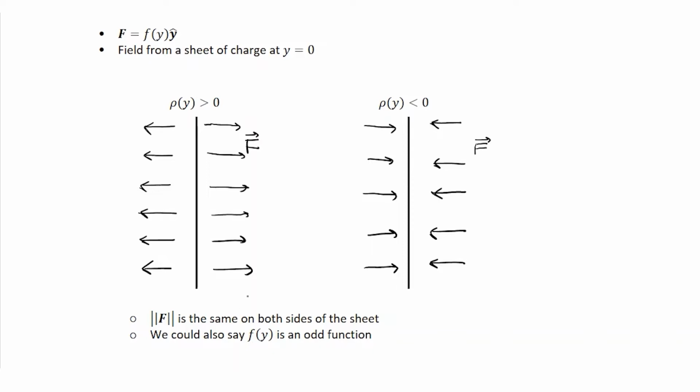Now, in the reading assignment, it's more common to use F like this, magnitude of F, but then I'll be using f of y. The reason I like using f of y is because I get to make it negative if I want to. If I don't know whether the charge is positive or negative, I could just keep a generic function here.